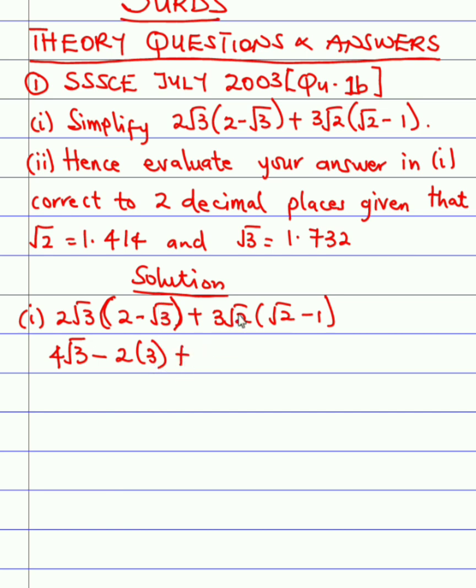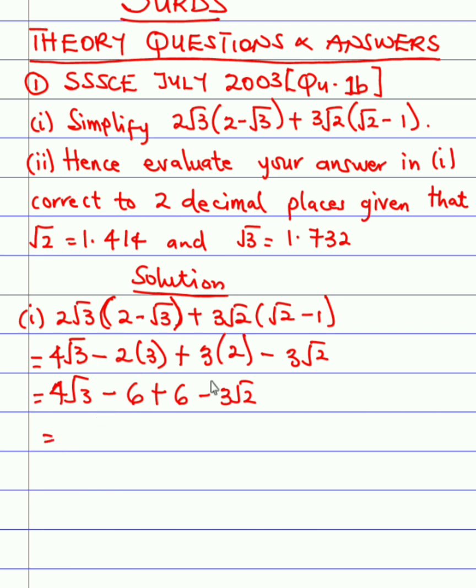Then we have plus. Now 3 root 2 times root 2 gives us 3, root 2 times root 2 gives us 2. Alright, now 3 root 2 times 1, let's bring our operation. 3 root 2 times 1 gives us 3 root 2. Now, so let's multiply this one. So we have 4 root 3 minus 2 times 3 gives us 6, plus 3 times 2 gives us 6, minus 3 root 2.